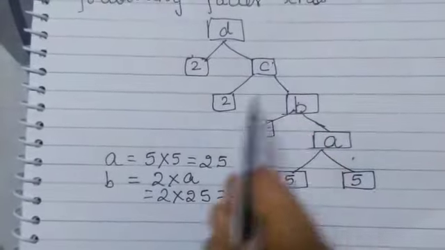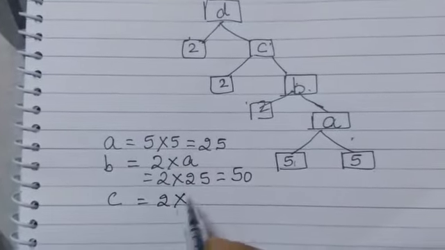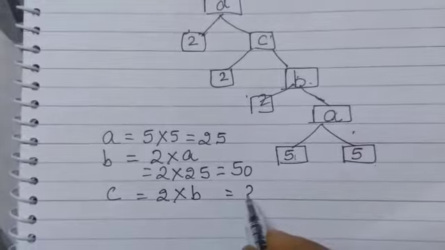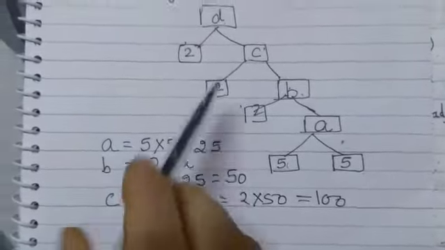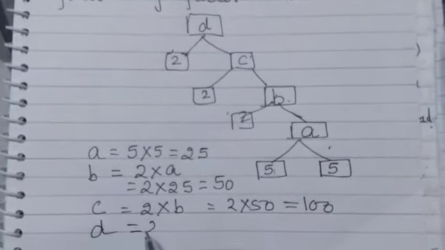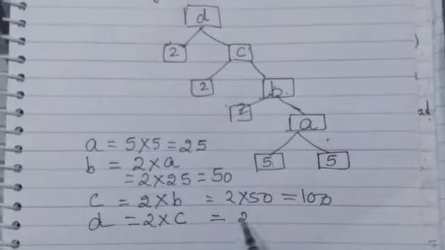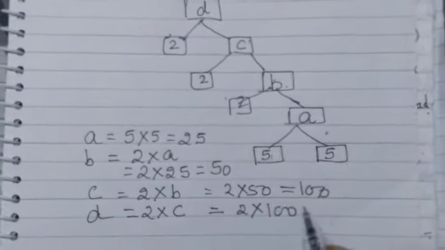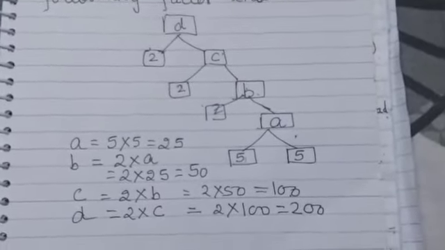Now what is C equal to? 2 into B. So C is equal to 2 into B, so it will be 2 into 50. So 2 into 50 is 100. Now what is D equal to? D is equal to 2 into C. So what is 2 C? C is 100, so 2 into 100 is equal to 200. I think it is clear to you.